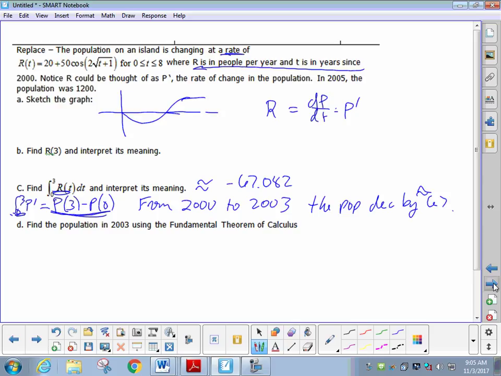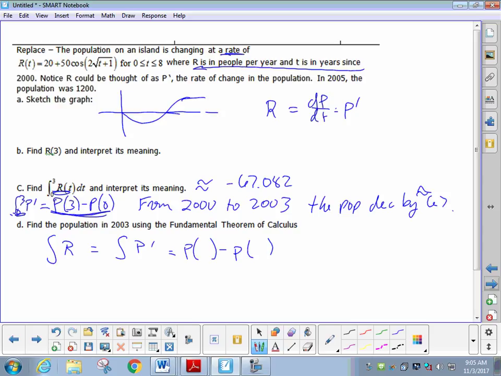Find the population in 2003 using the fundamental theorem of calculus. Fundamental theorem of calculus, you should think definite integral. In real life problems like this, you should think of this as R, integrating R, which, again, I'm thinking of R as a rate of change in the population. So I'm going to think of it in my mind as P prime. That's P at one point minus P at another.